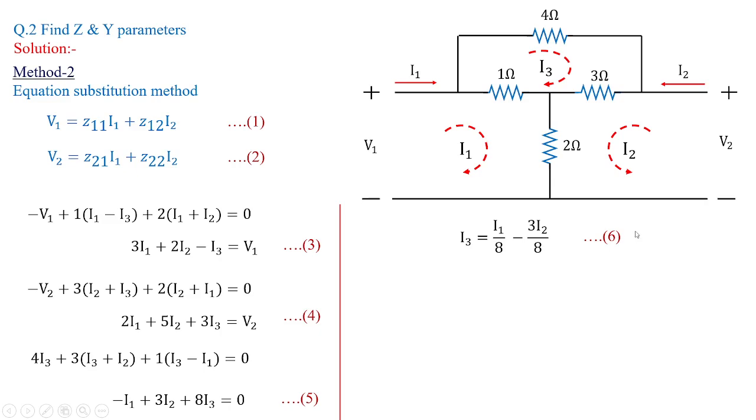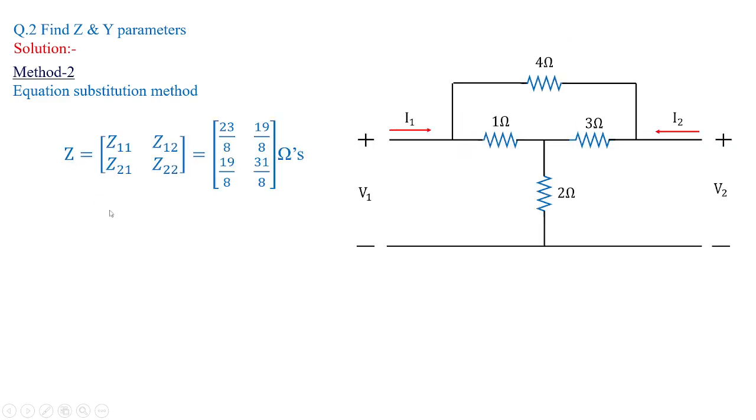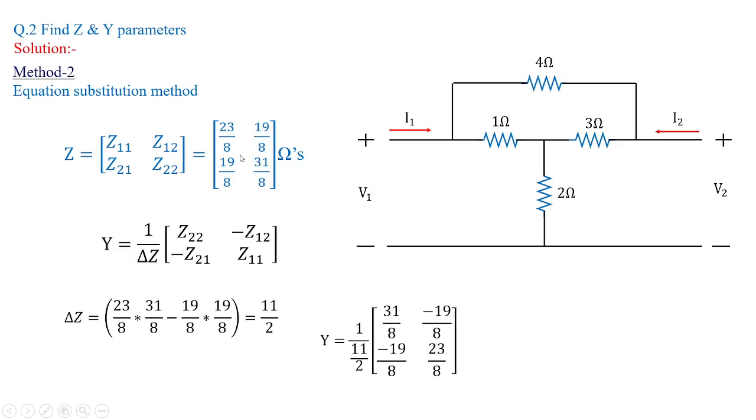Now substitute equation 6 in equation 3 and equation 4. We are going to get the standard equation when you can compare with the equation 1 and 2, and that is nothing but the Z parameters, which is obtained as the same result with method 1. So once we are done with the Z parameters, we can get the value of Y parameters, which is obtained to be 31 by 44, minus 19 by 44, minus 19 by 44 and 23 by 44 mhos. So this is how we are going to calculate the admittance parameters from impedance parameters under method 2. So this method is known as equation substitution method.